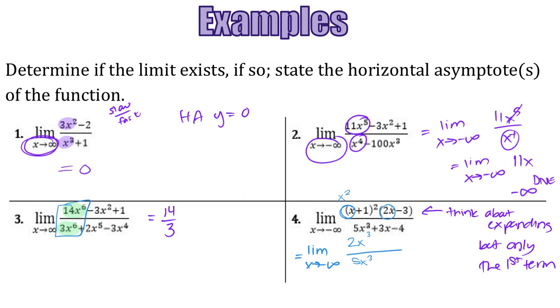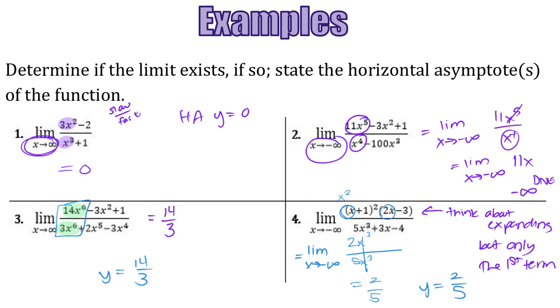So now the degree is the same. So this limit is going to be equal to 2 over 5. So number 2 has no horizontal asymptotes. Number 3 has a horizontal asymptote at y equals 14 over 3. And number 4 has a horizontal asymptote at y equals 2 over 5.